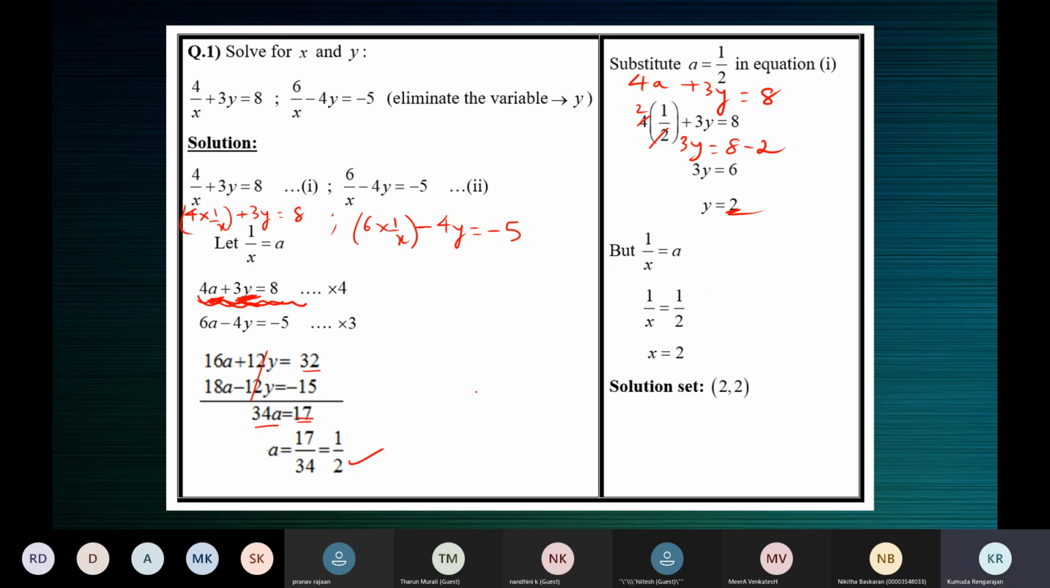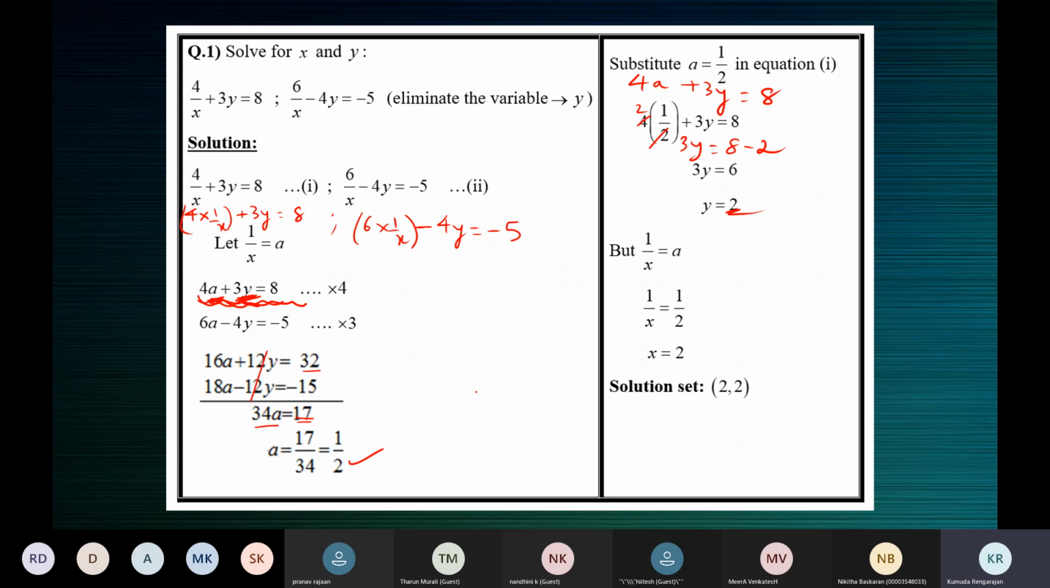So nothing, just one extra step. When do we do this? When we have the variable or variables in the denominator. So we replace 1 by x with a. So our two equations are now in a and y. Now we can solve it in the usual way. You have two equations in a and y.